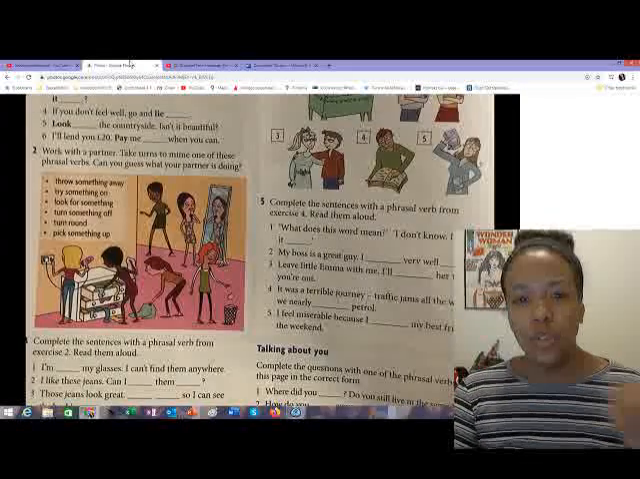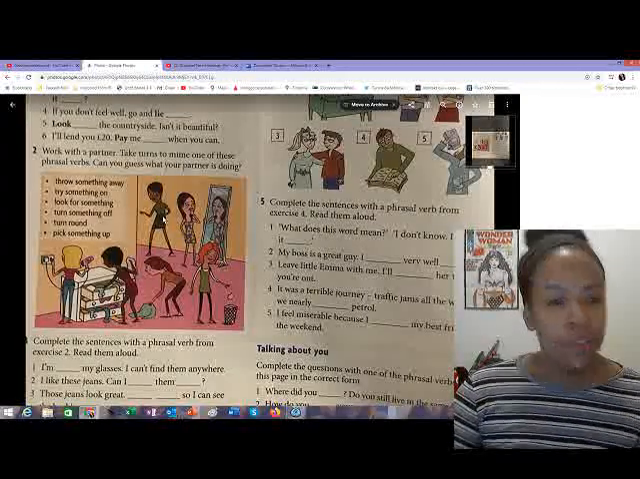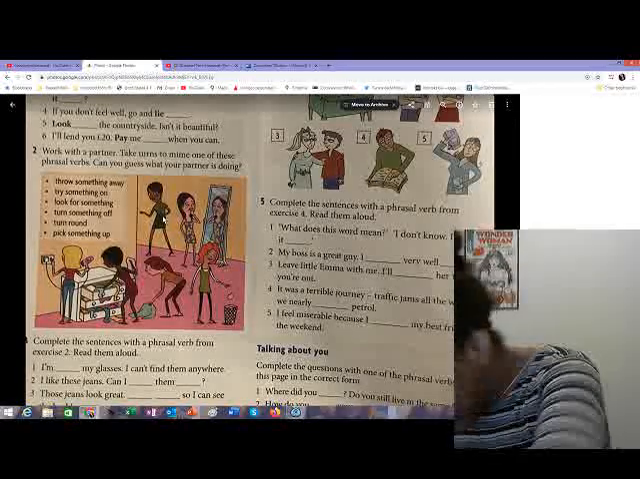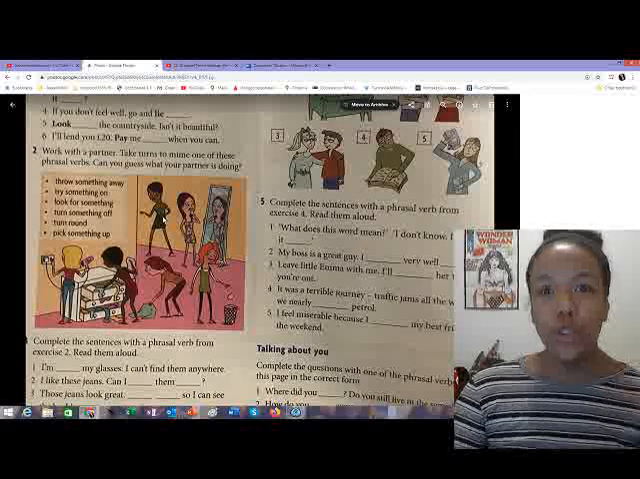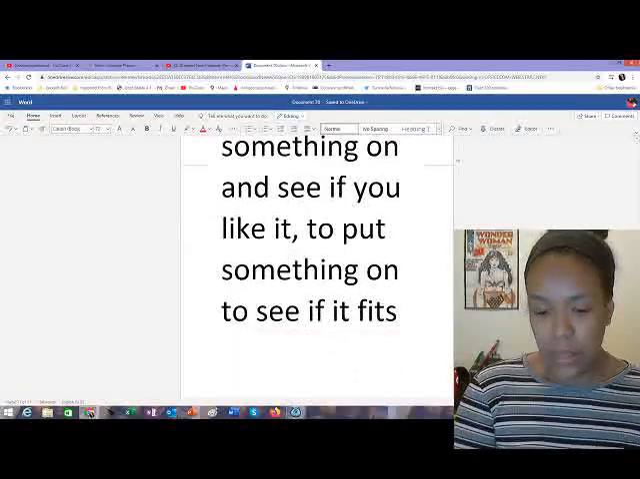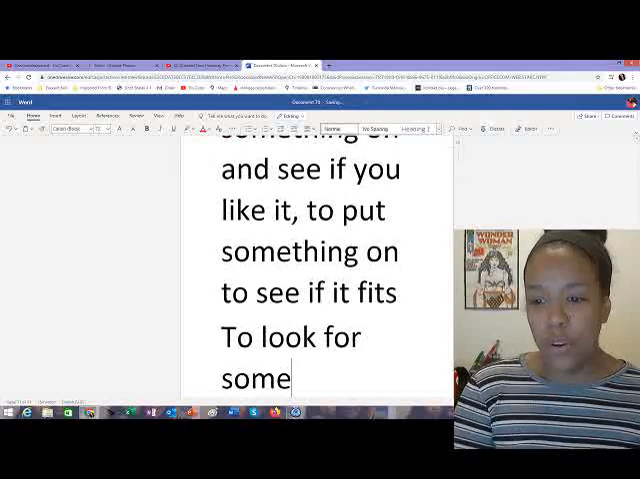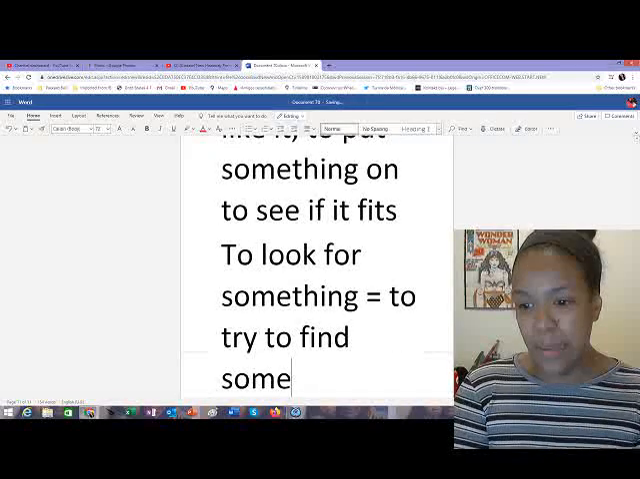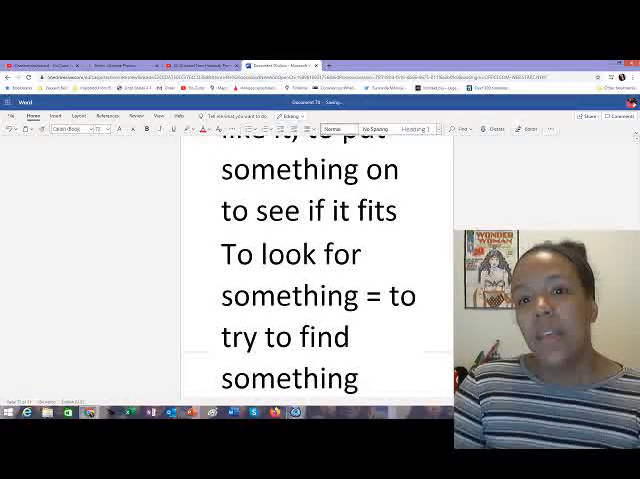To look for something. Where is it? I can't find it. To look for something. To try to find something. Look for.